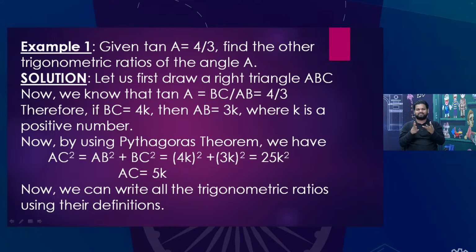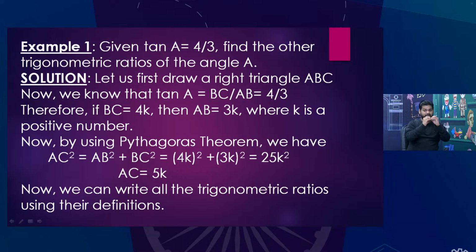By using Pythagoras theorem, children, we can calculate AC square is equal to AB square plus BC square. What is this? Square of hypotenuse is equal to sum of squares of other two sides. So AC square is equal to AB square plus BC square, which can be written as 4k whole square plus 3k whole square. What is 4k whole square, children? 16k square. Good. Plus 3k whole square, that is 9k square. What is 16 plus 9? Yes, 25k square. Now on solving, what will be the length of our hypotenuse? It will be AC is equal to 5k.